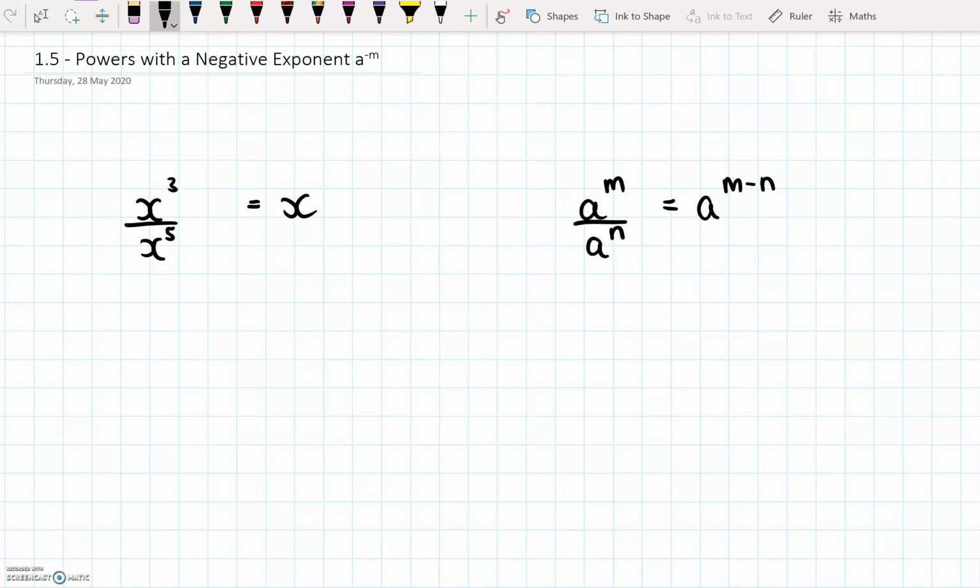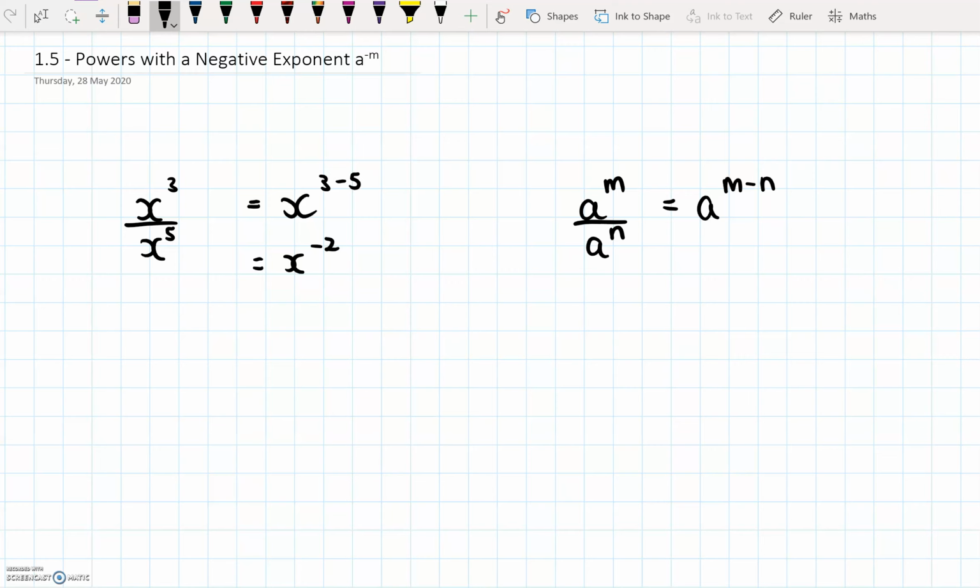Remember, the bases are the same, and that was equal to a to the power of m minus n. So let's have a look. So we get x to the power of 3 minus 5, which is x to the power of minus 2. So this is one way that we can look at this question. Now there's another way we can also look at it.